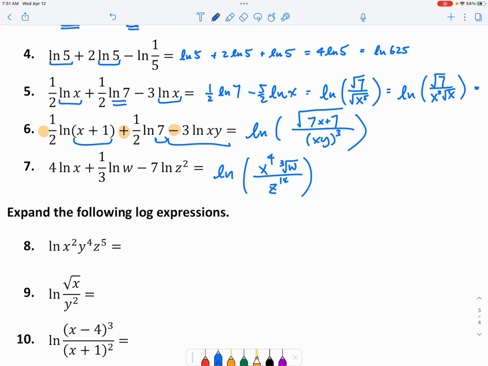14. Okay, so the 7 becomes the exponent of z squared. So the two exponents will multiply. So again, what you learned previously about the exponent properties, they are very relevant. And they will continue to be very relevant.